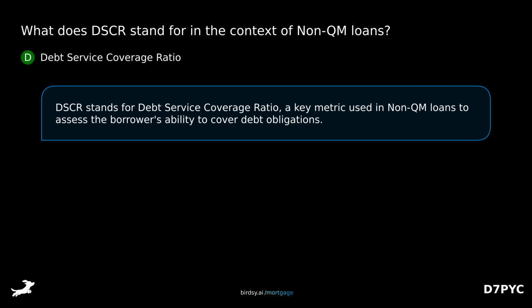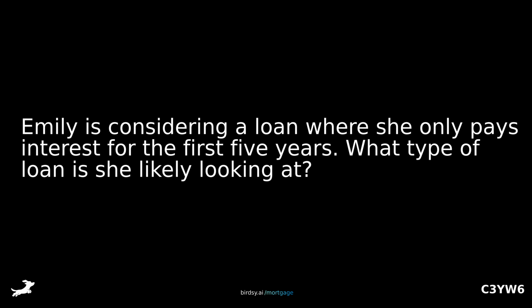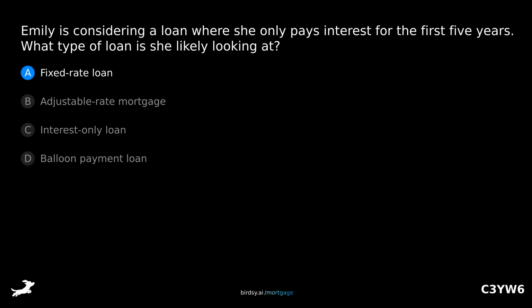DSCR stands for Debt Service Coverage Ratio, a key metric used in non-QM loans to assess the borrower's ability to cover debt obligations. Emily is considering a loan where she only pays interest for the first 5 years. What type of loan is she likely looking at? Is it A. Fixed rate loan? B. Adjustable rate mortgage? C. Interest-only loan? Or D. Balloon payment loan? The answer is C. Interest-only loan.